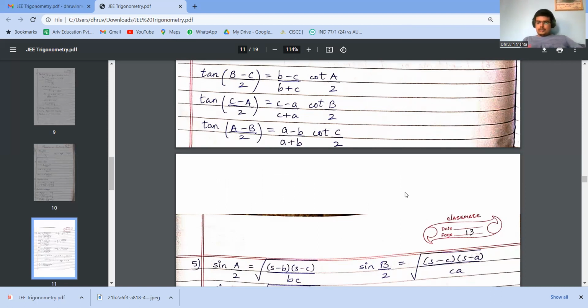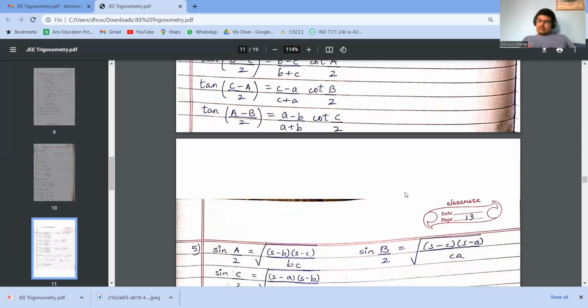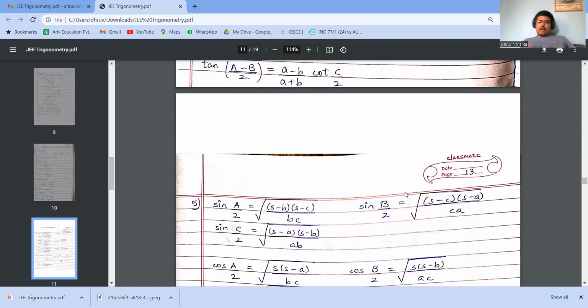Root of s minus a, s minus b upon ab. Correct, done. Now let's come to cos.